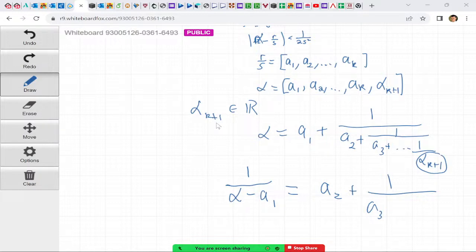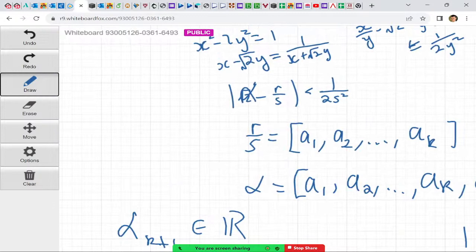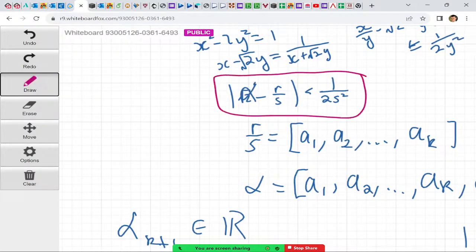Now we're trying to show that anything which satisfies this kind of approximation property, so any fraction r over s which is within 1 on 2s squared of alpha, has to be part of the continued fraction of alpha. Has to come from the continued fraction of alpha. Okay?